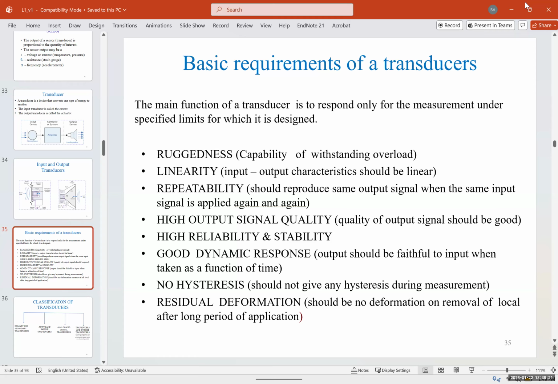Second thing is going to be linearity. Input-output characteristics should be linear, meaning if I speak in a low tone and a very high tone, you're going to have the same results in the output. It shouldn't cut the higher frequency or the lower frequency. Another thing is repeatability: you should be able to reproduce the signal day, night, in winter and summer, rainy days. You have to be able to repeat that in different applications and environments.